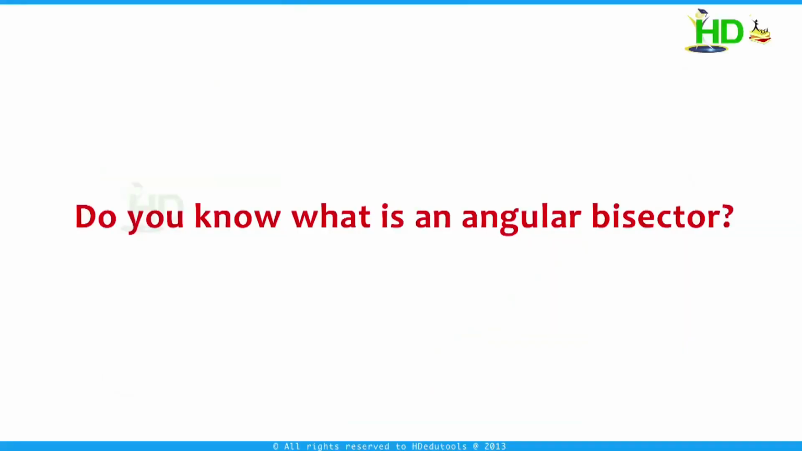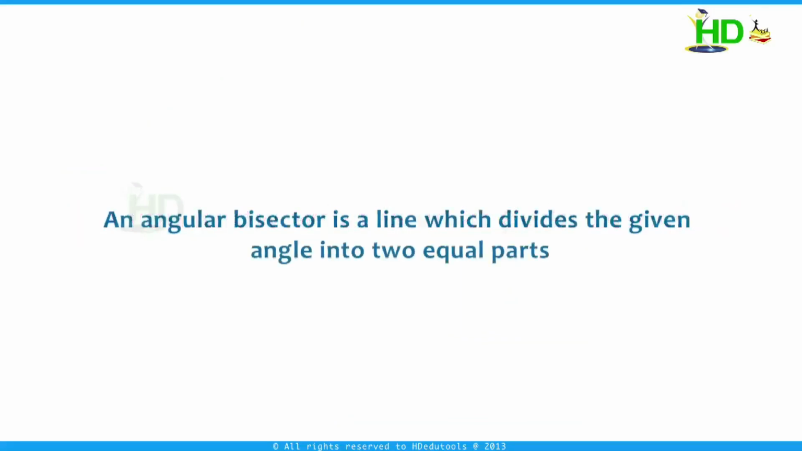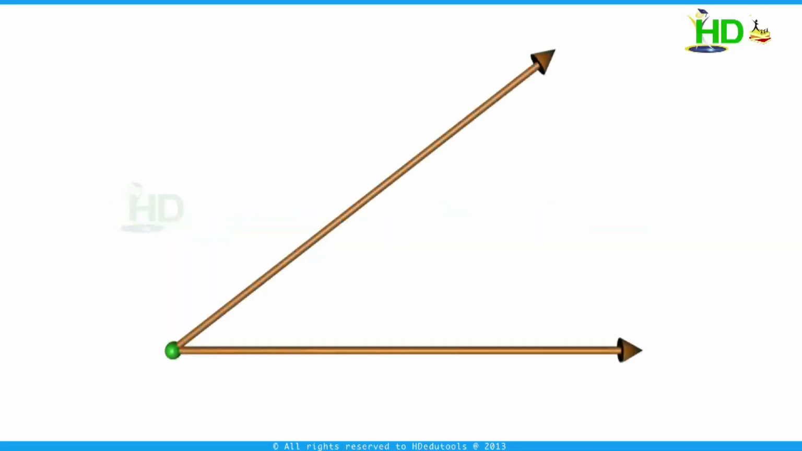Do you know what is an angular bisector? An angular bisector is a line which divides the given angle into two equal parts. Suppose you consider this. This is angle AOB.